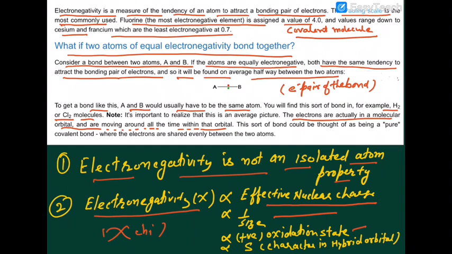Hybridization can be sp, sp2, sp3, which you will learn in the next chapter, but still a little bit of idea should be in your mind. In case of sp, there are two orbitals, one s and one p, so 50% is s. In sp2, three orbitals are there, one s and two p, so the s character is 33%. So definitely 50% sp has more electronegativity than 33% sp2.